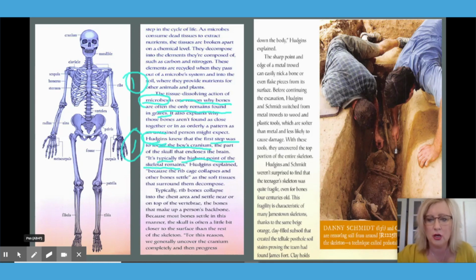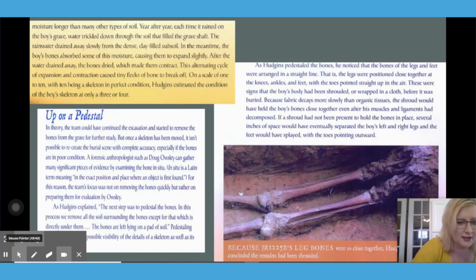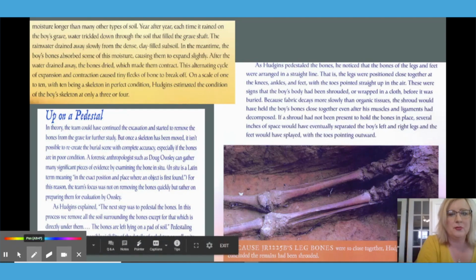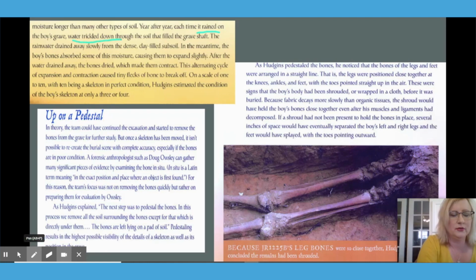Now, if we move to the other column, and again, this continues, then progress down the body. If you'll see, they're doing this process of very carefully using brushes to find the skeleton. And they're talking about the fragility of that skeleton. And of course, it's 4 centuries old. But they further start having this conversation about the subsoil, and the fragility is characteristic of many of these skeletons. So let's clear that away and move on to the next page. It talks about rain and water trickling down and the dense clay subsoil and the bones absorbing moisture and all of this. There's this cycle.